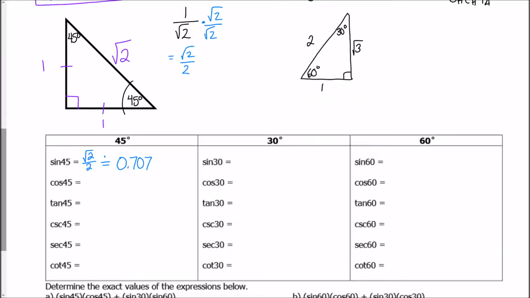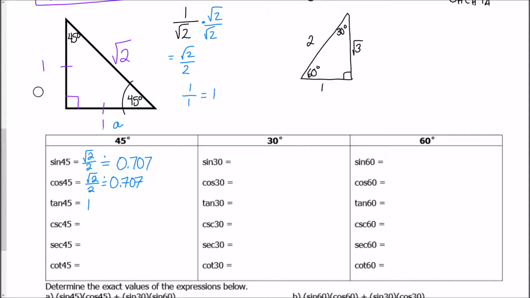Okay, so now to find the cosine of 45, this time I'm going to do the adjacent over the hypotenuse, so it's still going to be 1 over root 2. Same exact process. When I rationalize the denominator, I get root 2 over 2, which is still going to be approximately 0.707. Okay, now to find the tangent of 45, I would do the opposite over the adjacent, so I would do 1 over 1, which is simply 1.